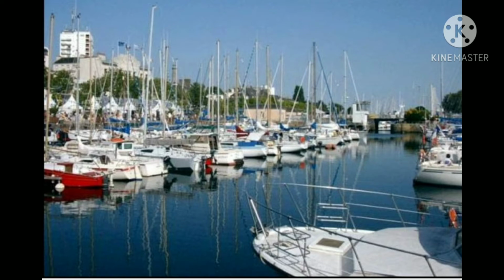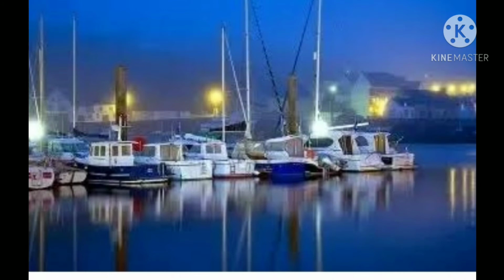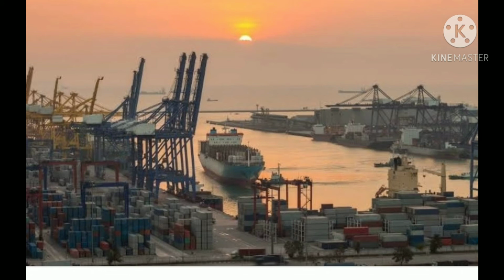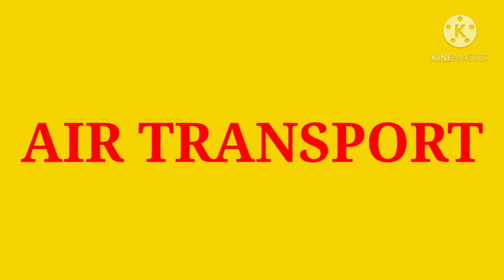Harbors. Harbors are the places where ships are anchored. Harbors may be natural or man-made. Ports are the cities which have harbors near them. Ports are cities where ships carrying goods are loaded and unloaded. Most ports in India are located along the coastal plains of India.